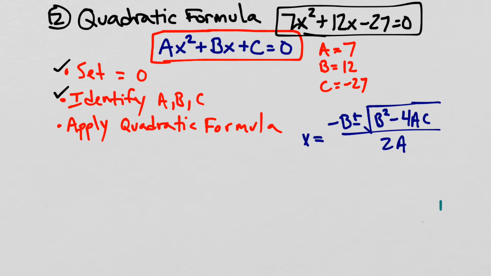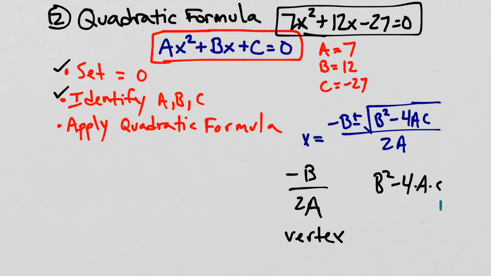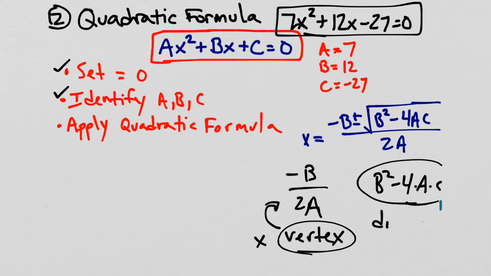So really there's two parts to this. There's the negative b over 2a, which we're going to look at in just a moment. It's actually the x-coordinate of the vertex. And then there's the b squared minus 4 times a times c part. What this part is called is something called a discriminant. Ran out of room there. Let me rewrite it a little bit smaller.